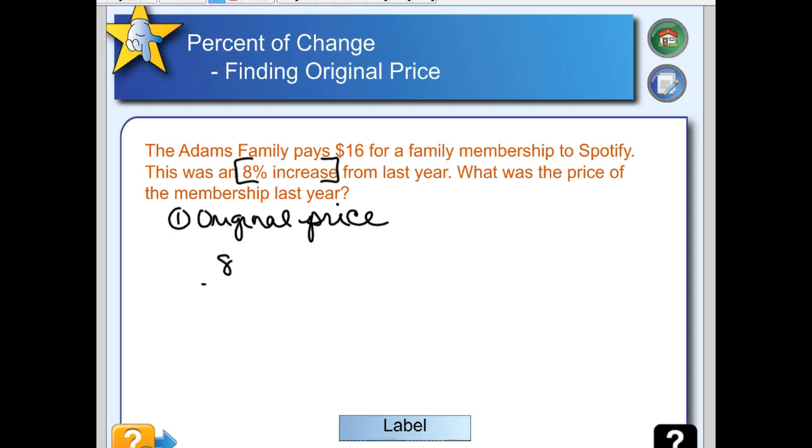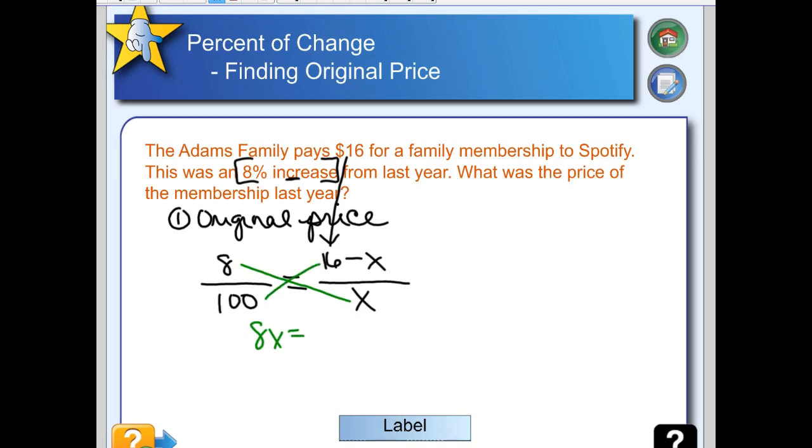So here we go. We know it's an 8% increase. 8 over 100 equals. We're looking for original, so I need an X on the bottom. And then since it was an increase, okay, the new price is more, so this is going to be 16 minus X. Again, because it was an increase, the new price is greater, which was $16. So now we're just going to go ahead and use our cross multiplying, our cross product. So we've got 8X equals, and that's going to be 100 times 16 minus X.